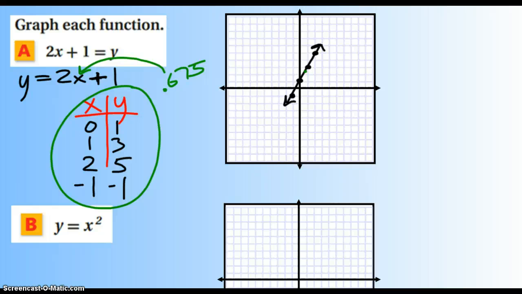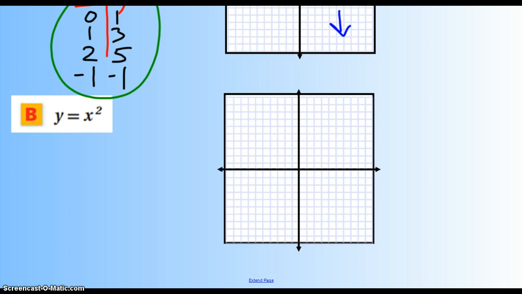And you can discuss what the domain and range would be. The domain is all real numbers, as my graph will hit every x value as it extends outwards. And my range will be all real numbers as well, because it's going to extend up and down forever as well.